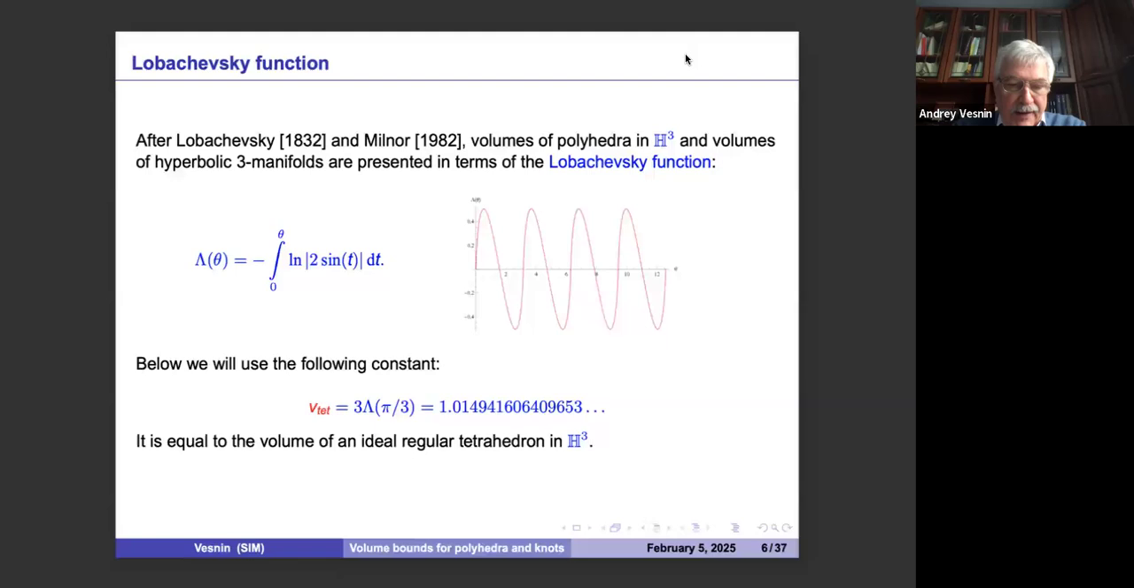Just an approximation. This number is the volume of the maximal ideal regular tetrahedron in hyperbolic space, so it's the volume of the ideal regular tetrahedron in hyperbolic 3-space. It's in contrast with Euclidean geometry. Here volumes are bounded by this constant, volumes of tetrahedra, I mean. Okay, so these are constants which I use later.